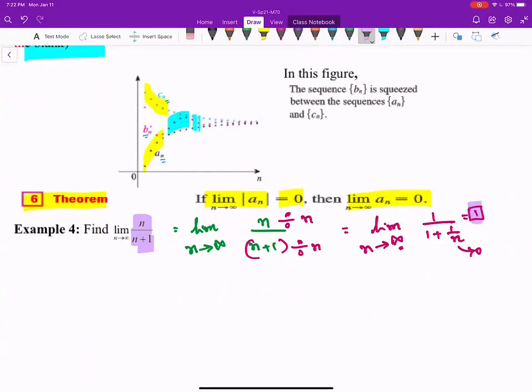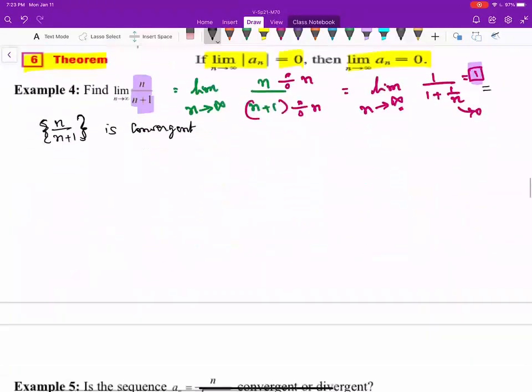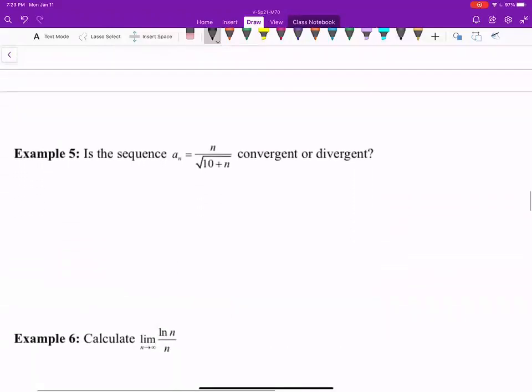This also tells us that the sequence n over n plus 1 is convergent. The question is only asking us to find the limit, so you can just leave it there. But if it asks to determine whether the sequence is convergent or divergent, then you can say that the sequence n over n plus 1 is convergent. When you say sequence, you have to make sure that it is written inside a curly bracket.